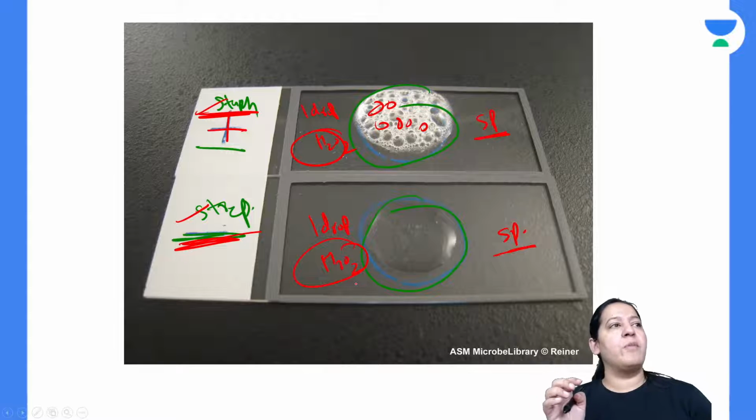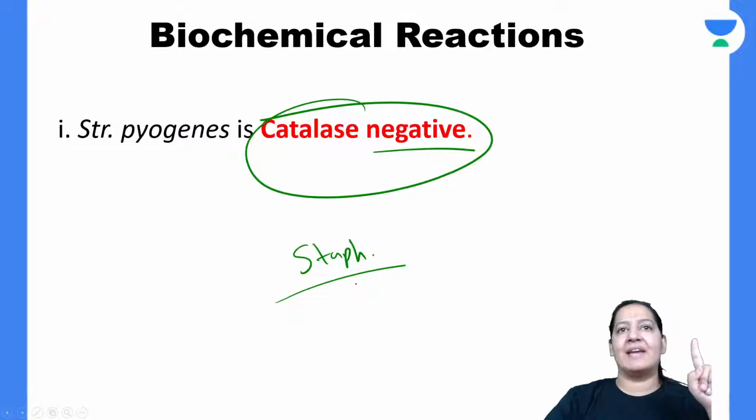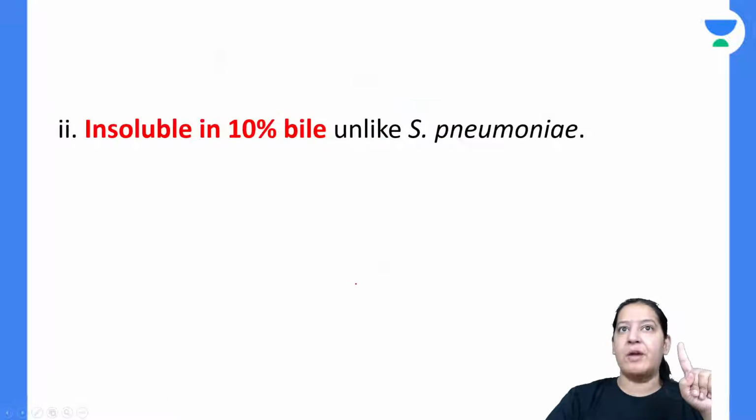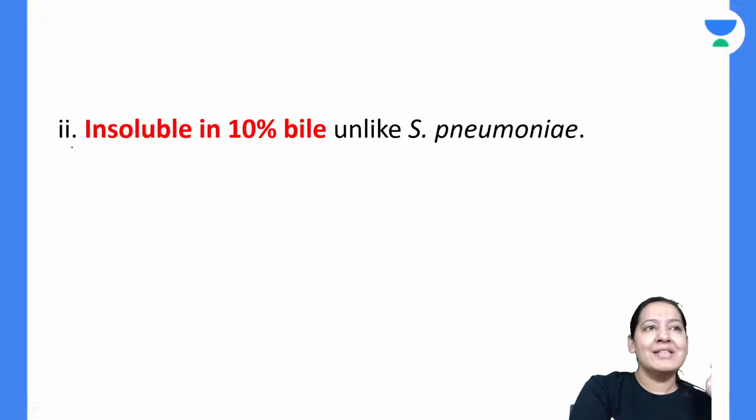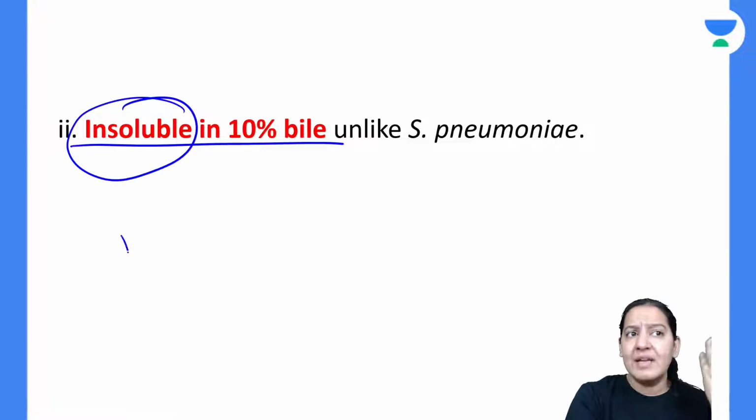So this is how you have to perform the catalase test. The first thing, the first biochemical reaction, is catalase negative. The second biochemical reaction is also a negative reaction. It is insoluble in bile, 10% bile. So take the colonies of Streptococcus pyogenes and try to dissolve them in bile. It is insoluble. If it is insoluble, it is a negative finding.